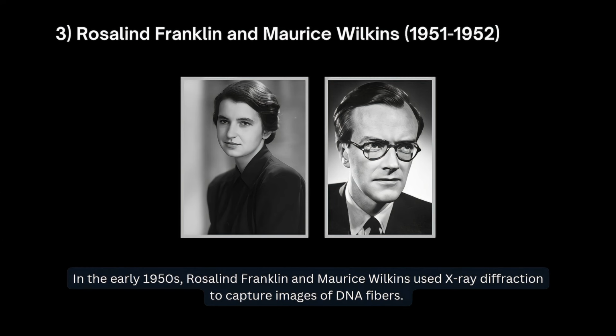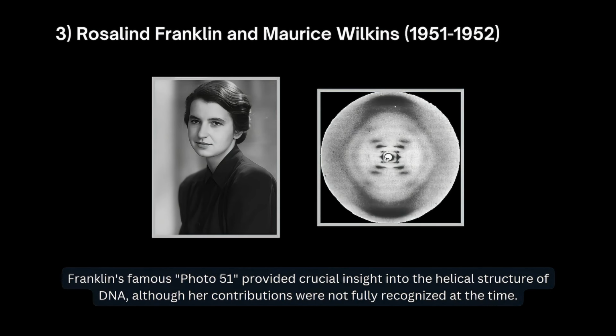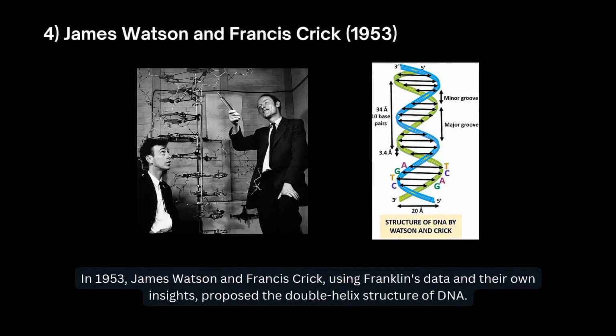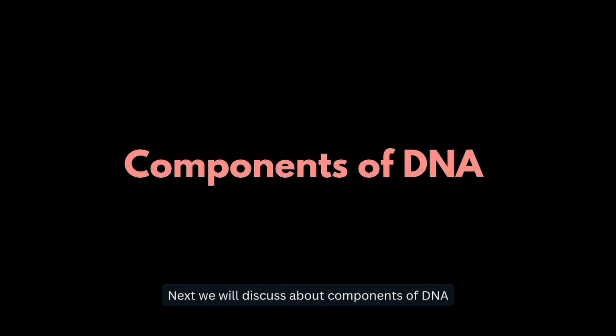Number 3. Rosalind Franklin and Maurice Wilkins. In the early 1950s, Rosalind Franklin and Maurice Wilkins used X-ray diffraction to capture images of DNA fibers. Franklin's famous Photo 51 provided crucial insight into the helical structure of DNA, although her contributions were not fully recognized at that time. Number 4. James Watson and Francis Crick. In 1953, James Watson and Francis Crick, using Franklin's data and their own insights, proposed the double helix structure of DNA. Next, we will discuss the components of DNA.